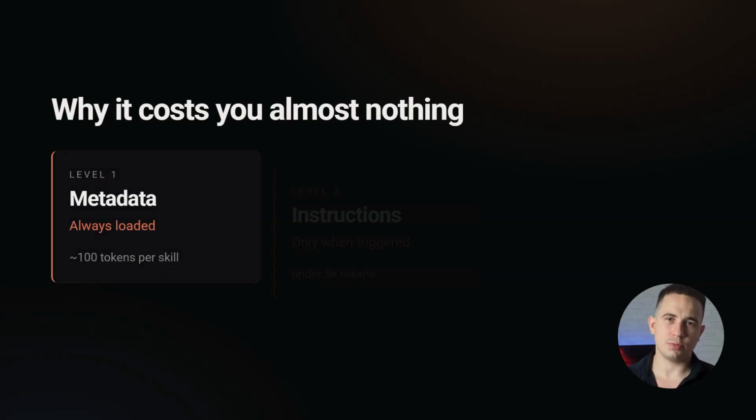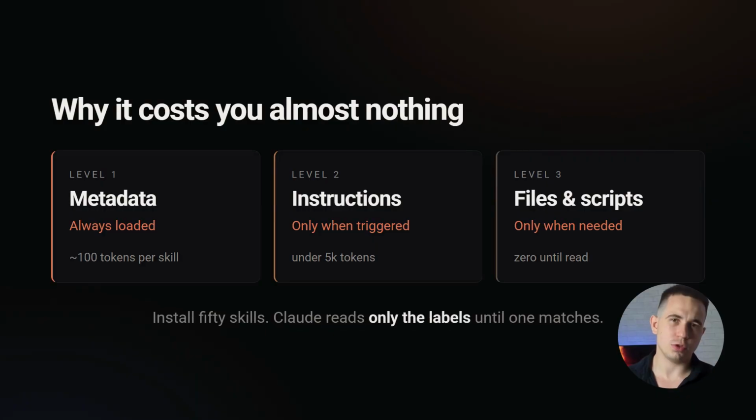Claude reads the description of every skill you have installed. It costs almost nothing, about 100 tokens each. Then when your request matches one, Claude opens the file and follows your instructions. Until that moment, the skill just sits there, quiet, free.